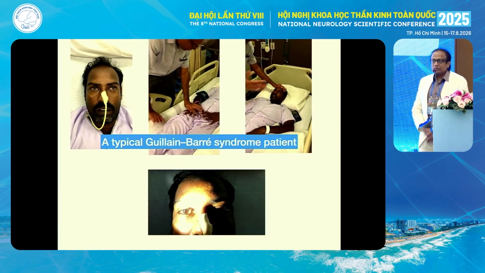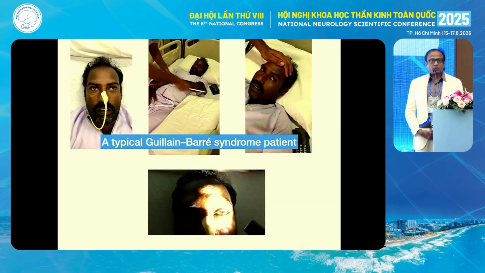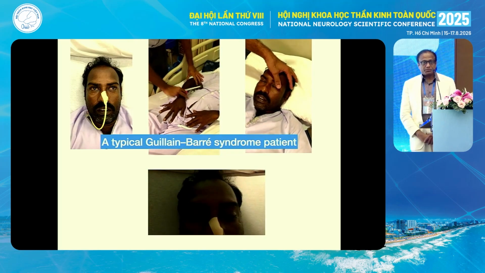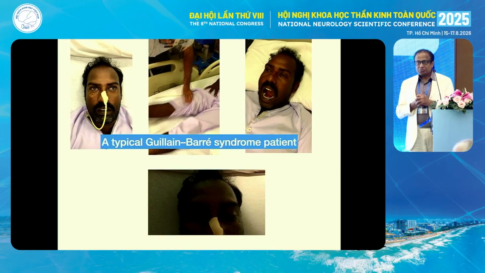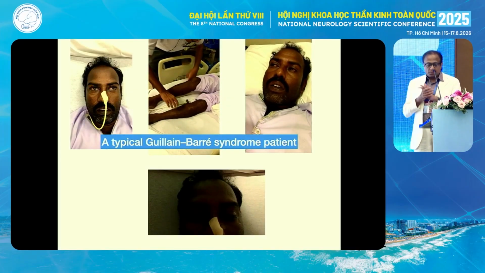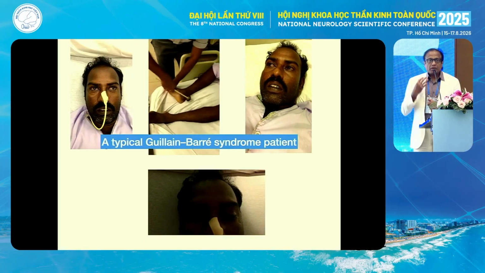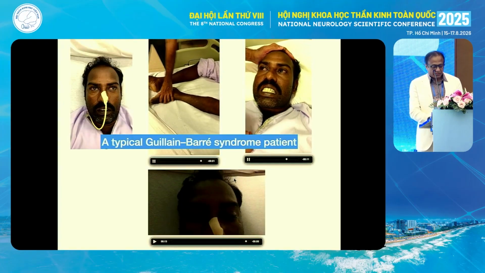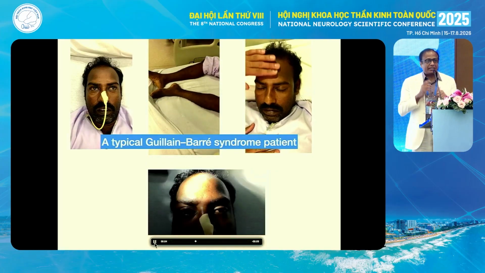Okay, so this is a typical Guillain-Barré syndrome. So a patient comes to you with acute flaccid weakness and sensory loss. Often the symptoms start from the lower limbs and ascend upwards. Very characteristically, these patients have cranial neuropathies like oculomotor dysfunction, you can see in this picture, swallowing and speech problems, and autonomic dysfunction. So you notice that it's a very characteristic feature.